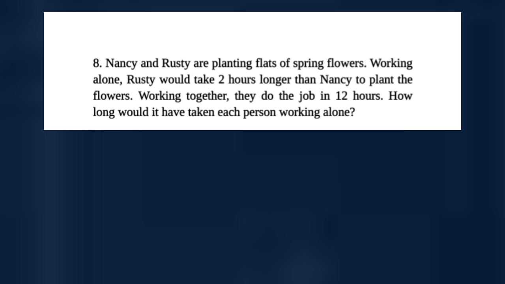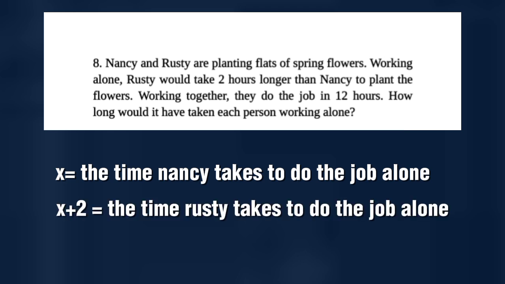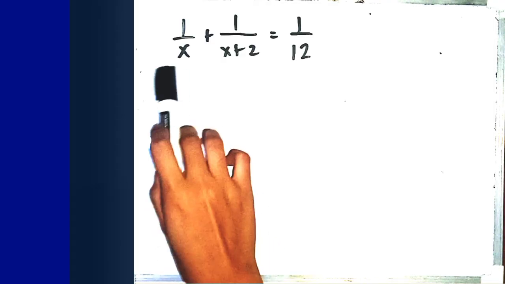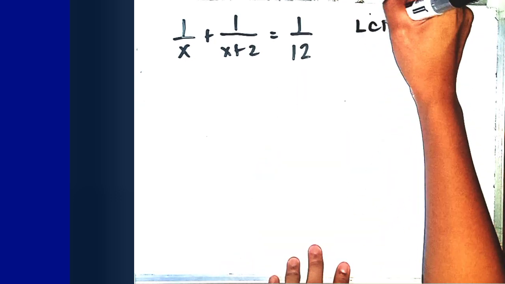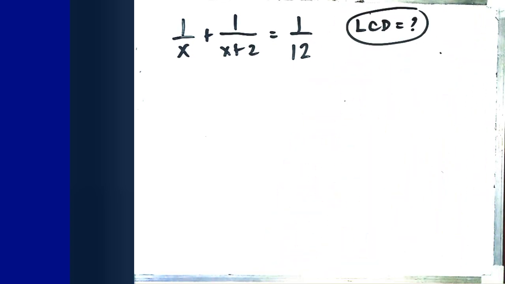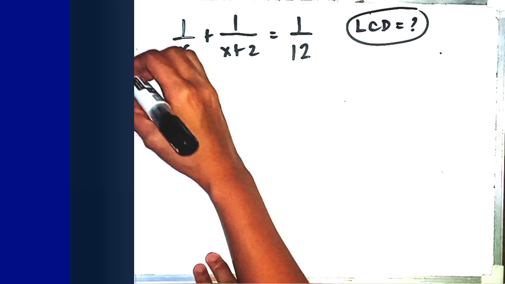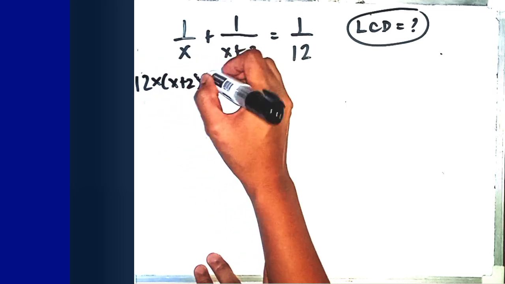So we have here a worded problem related to work, and let x be the time Nancy takes to do the job alone, and x plus 2 the time Rusty takes to do the job alone. So after assigning variables, we have here the equation 1 over x plus 1 over x plus 2 is equal to 1 over 12. So the first thing that we will be doing is to find their LCD. Okay. What is their LCD? Okay, their LCD is 12x(x plus 2).